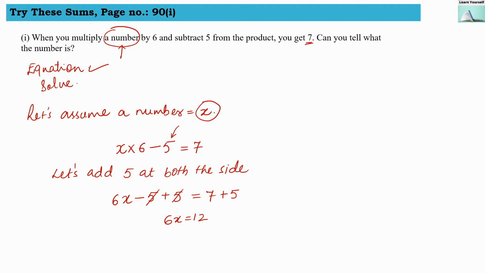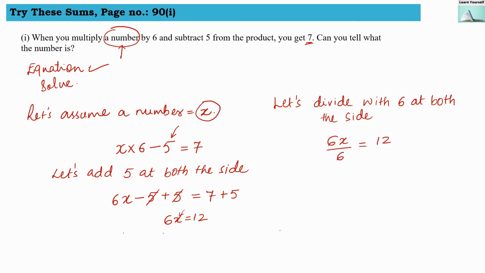Now again 6 is in multiplication with x. If I want to separate this variable x, then I have to divide with 6. So in next step, we are going to divide with 6 at both the sides. So 6x is there. Let us divide with 6 towards RHS and LHS. So 6 and 6 will get cancelled out and here we will get x equals to.